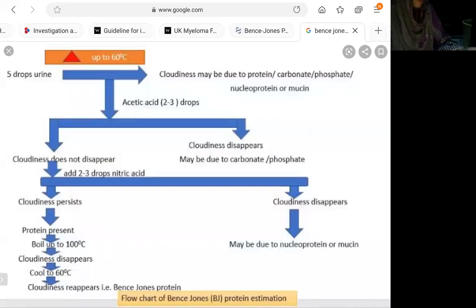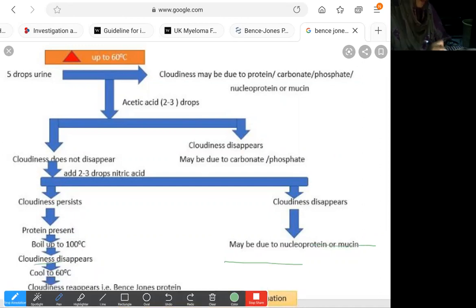Now, just a brief follow-up on the Bence Jones protein estimation. We'll discuss this here in the workup for multiple myeloma. Bence Jones proteins are proteins that can be detected in urine, and in this case, the urine sample is heated up to 60 degrees centigrade. The range in which these proteins precipitate is 40 to 60 degrees centigrade.